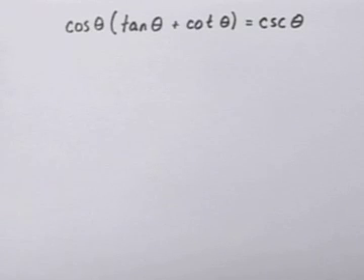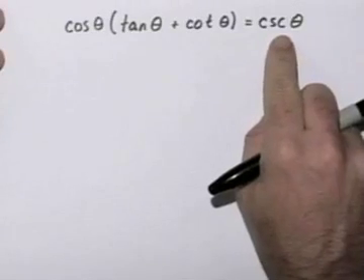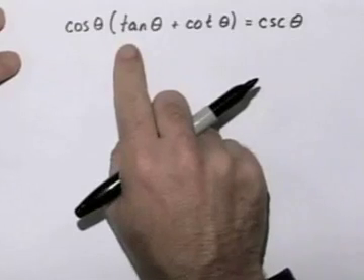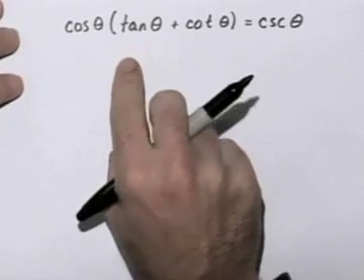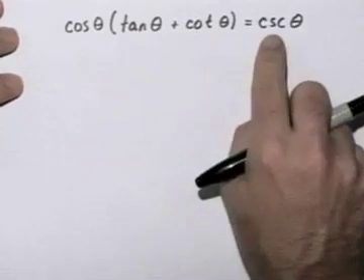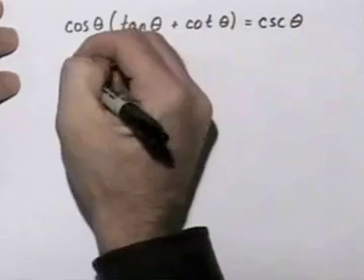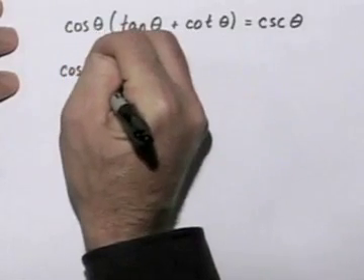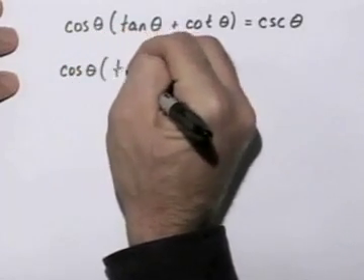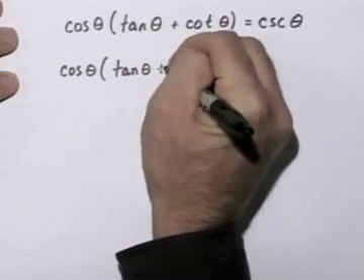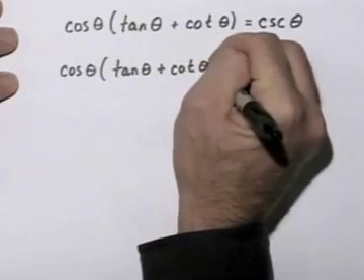We want to establish the identity cosine of theta times the quantity tan theta plus cotan theta equals cosecant theta. Well, certainly the more complicated side is the left-hand side, so we're going to manipulate it to try and get it to equal cosecant theta. So we have cosine theta times the quantity tangent theta plus cotangent theta.